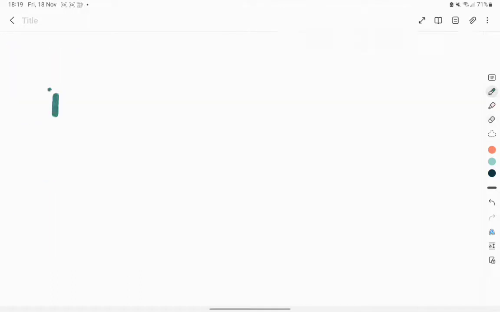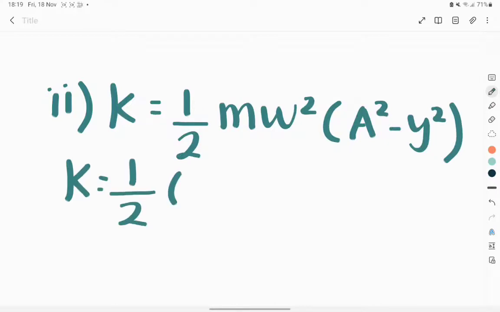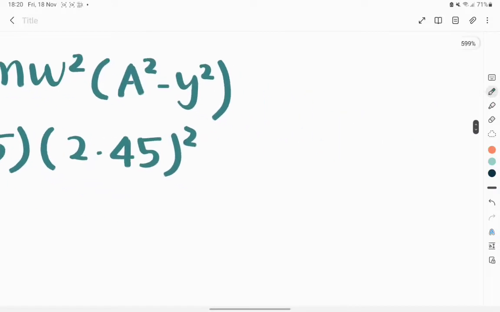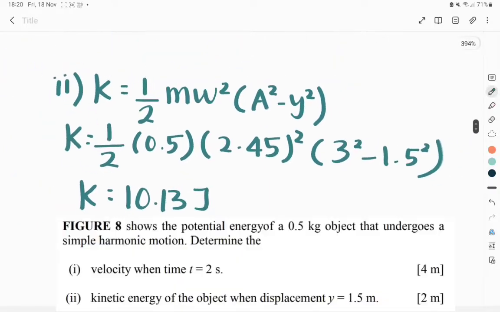For question number 2, to find kinetic energy, K is equal to 1 over 2 m omega square times A square minus y square. Substitute the value given from the equation and you will get the K. K is equal to 10.13 joule.